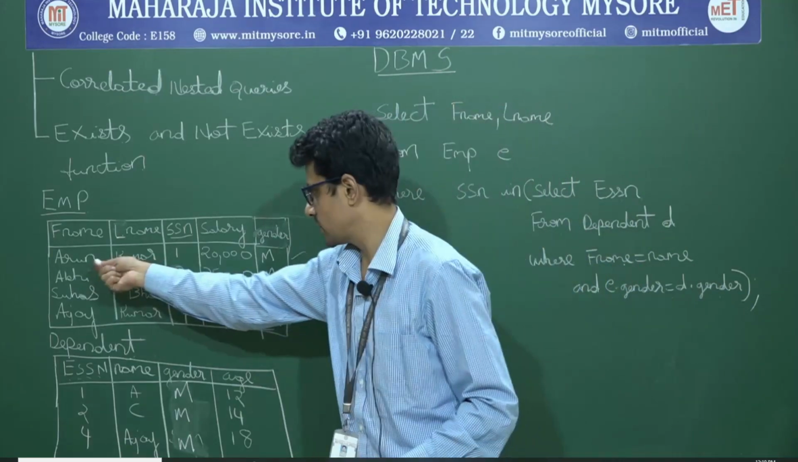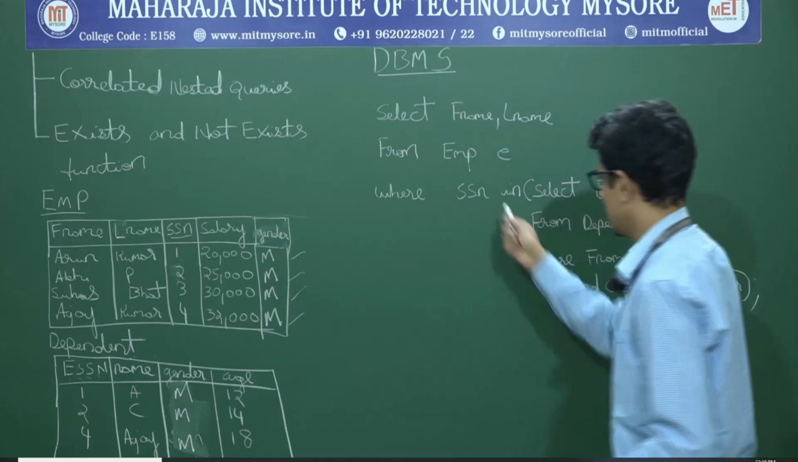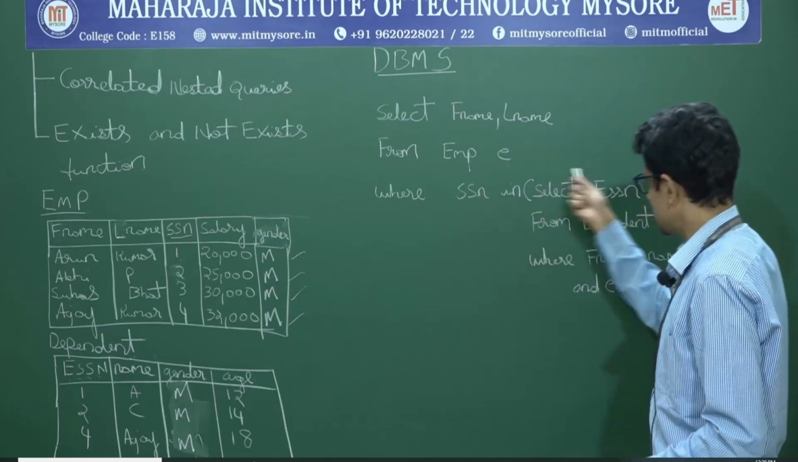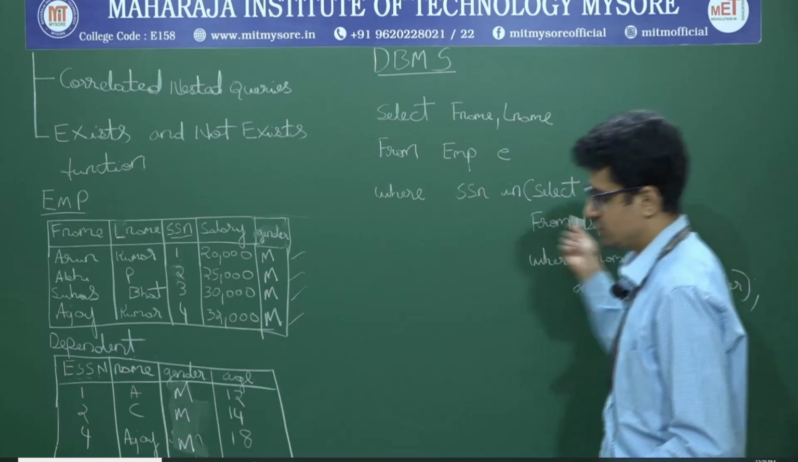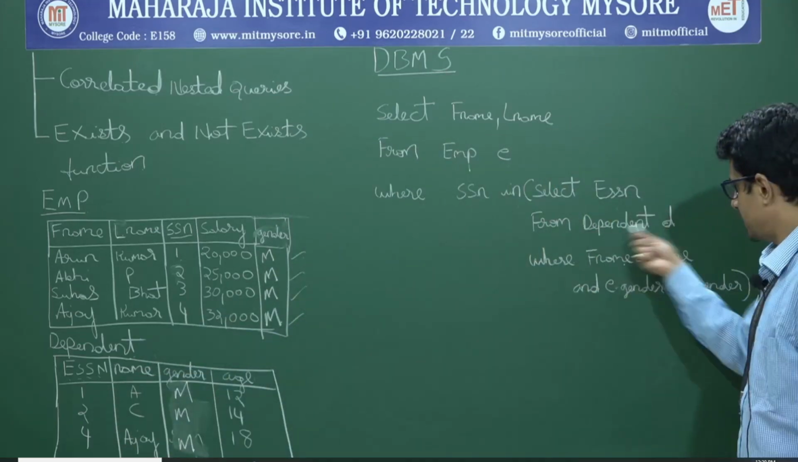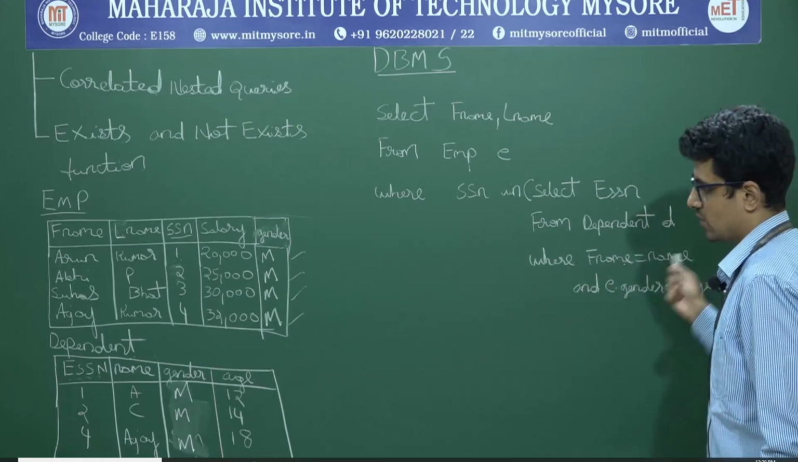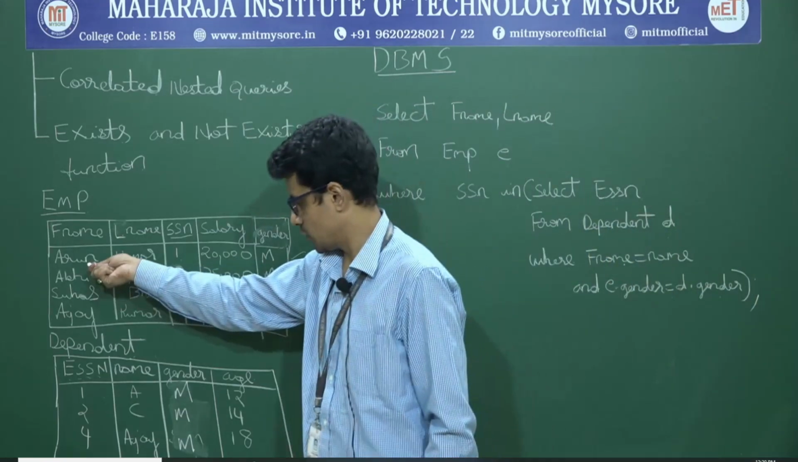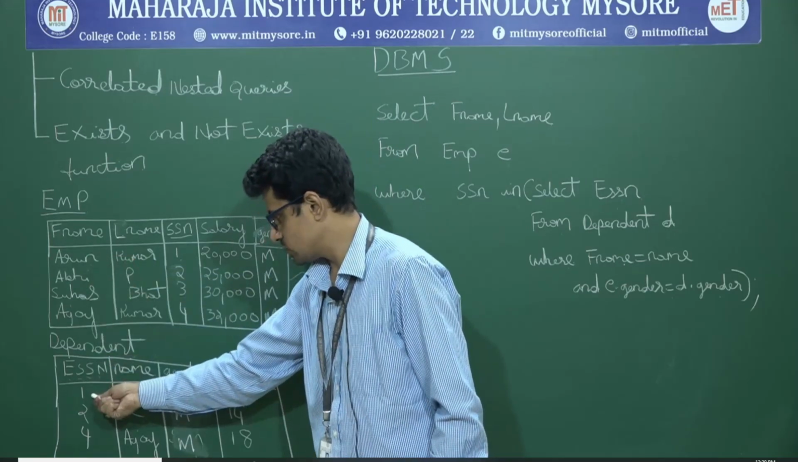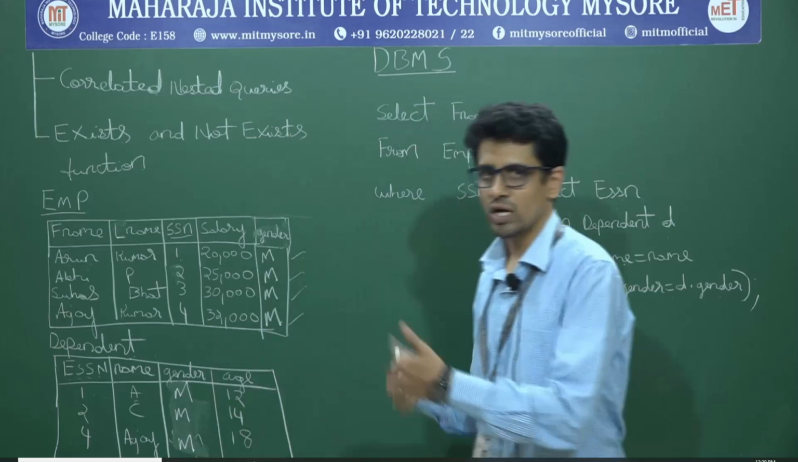First it will take this particular row, Arun Kumar, one whole thing. What is the SSN of this? 1. Now 1, is it in ESSN? It will check. We have 1 here. Okay, yes, but from dependent D, we have a condition where F name equals name. What is the first name of 1? Arun. What is the name of this dependent? Something like A I have taken. So A and Arun are not the same.